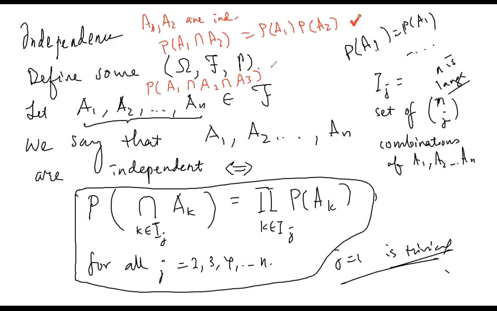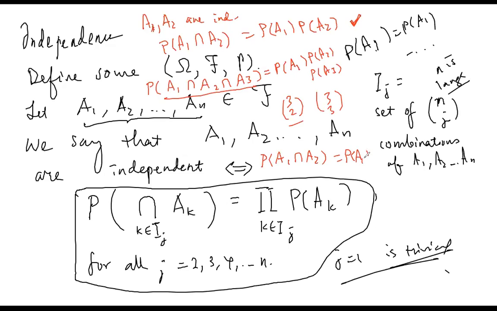Okay, if there are 3 events, you will have to check 2 things, right? Because over here, you will have 3 choose 2 and 3 choose 3. So 3 choose 2 will consist of, you have to check. So if you have 1, 2, 3 here, you have to check A1, A2, and A3, right? So 3 choose 2, then you will have to check the others. So you have to check A1, A2 is equal to this.